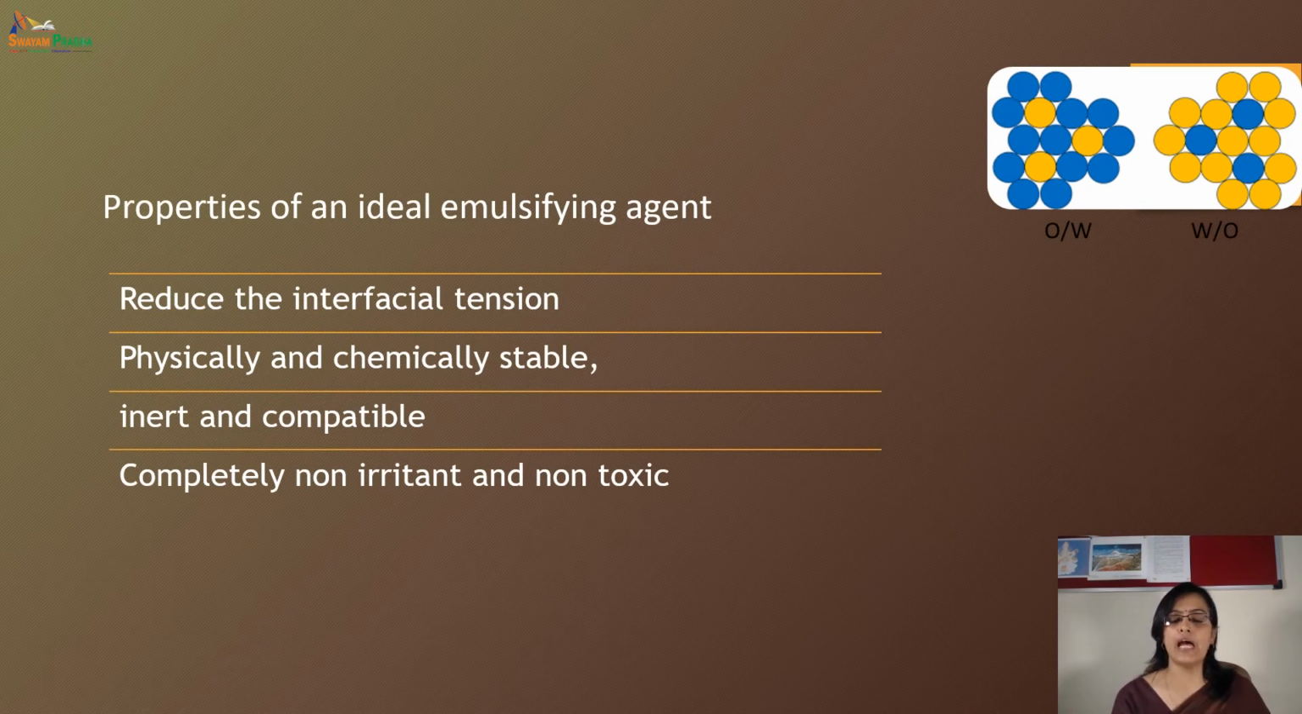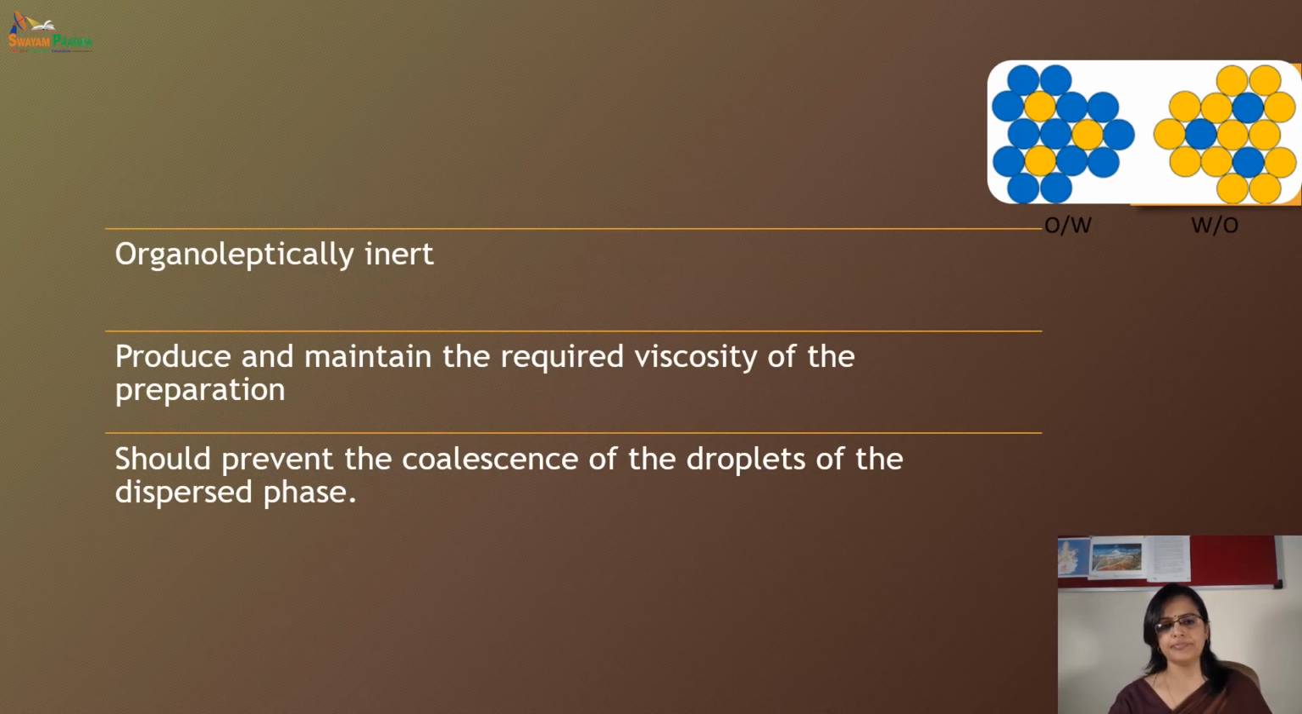Properties of an ideal emulsifying agent. What properties should an emulsifying agent have? It should be capable of reducing the interfacial tension, the very first thing, and be physically and chemically stable, inert and compatible. It should be non-irritant and non-toxic, organoleptically inert, and should produce and maintain the required viscosity in the preparation. And it should prevent the coalescence of the droplets of the dispersed phase.